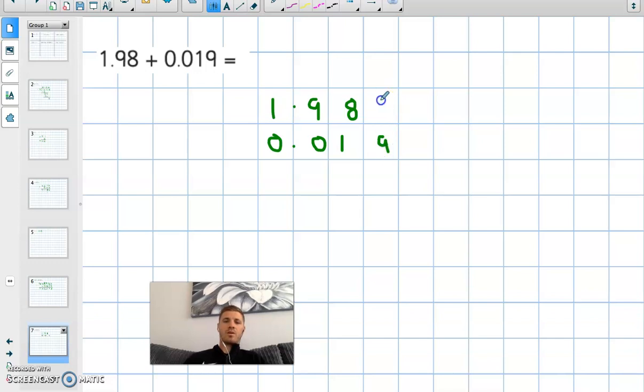And I will need a placeholder here. Now, the operation that we're using is we are adding them together. And we start adding from the smallest digit. So 0 plus 9 is 9, 8 plus 1 is 9, 9 plus 0 is 9, and 1 plus 0 is 1. So your answer is 1.999.